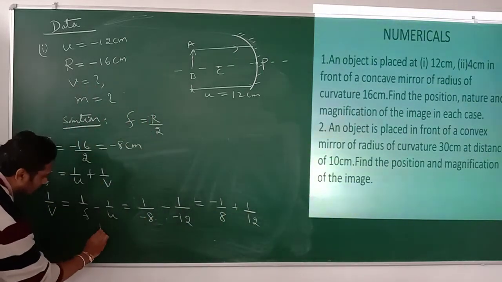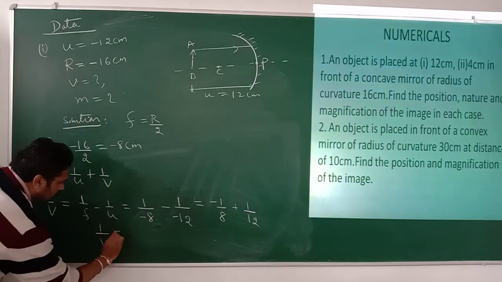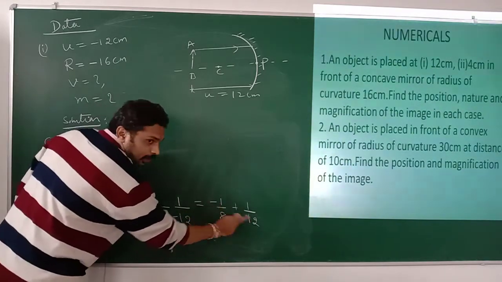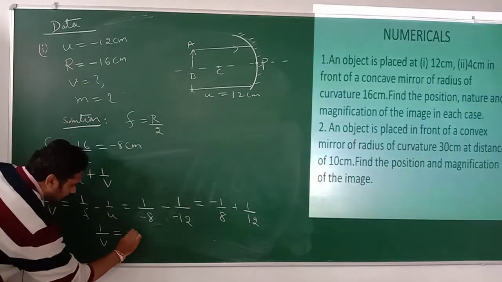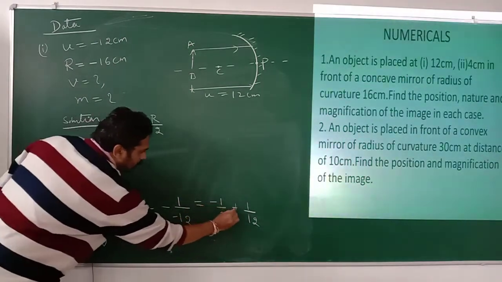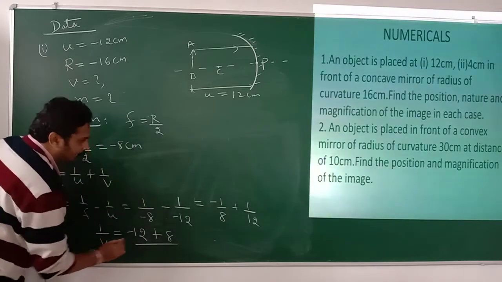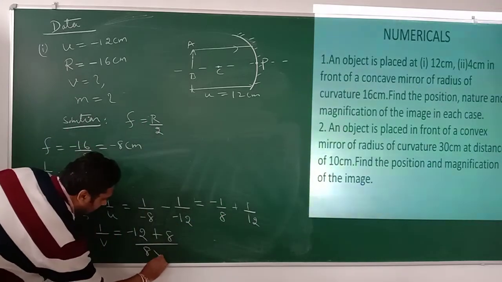Now I am using 1 by v is equal to minus 1 into 12 plus 1 into 8 divided by 8 into 12.